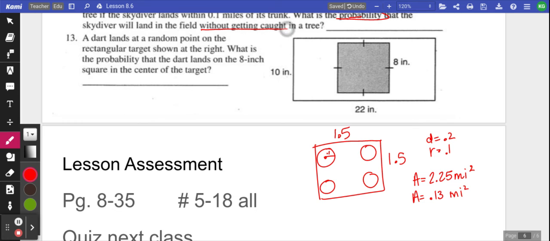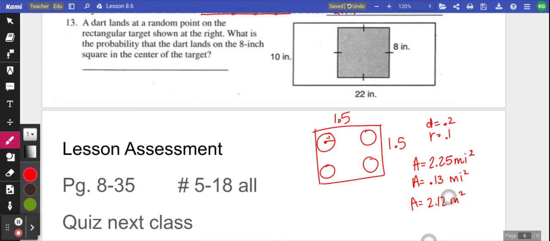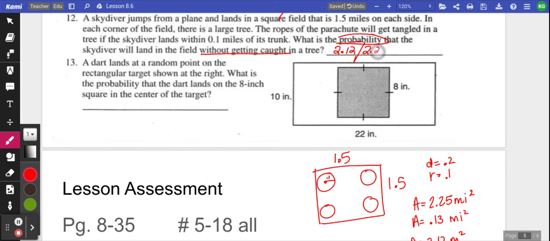And I do not want him getting caught, so I need to figure out what is the area that there are no trees. So 2.25 minus 0.13 gives me an area with no trees of 2.12 miles squared. So for my probability, I'm going to do the part where there's no trees, which is my 2.12, divided by my total area, which is 2.25. Gives me a 94% chance that he will fall into the field without getting caught in a tree.